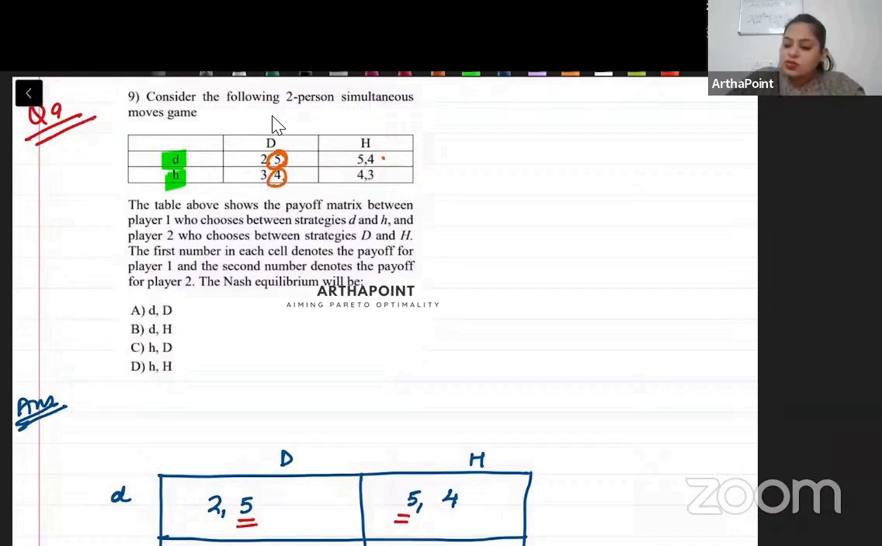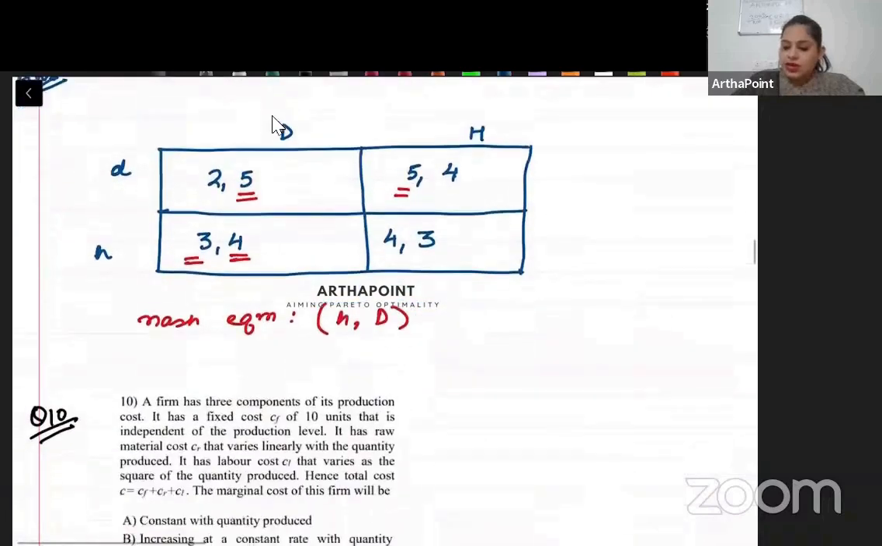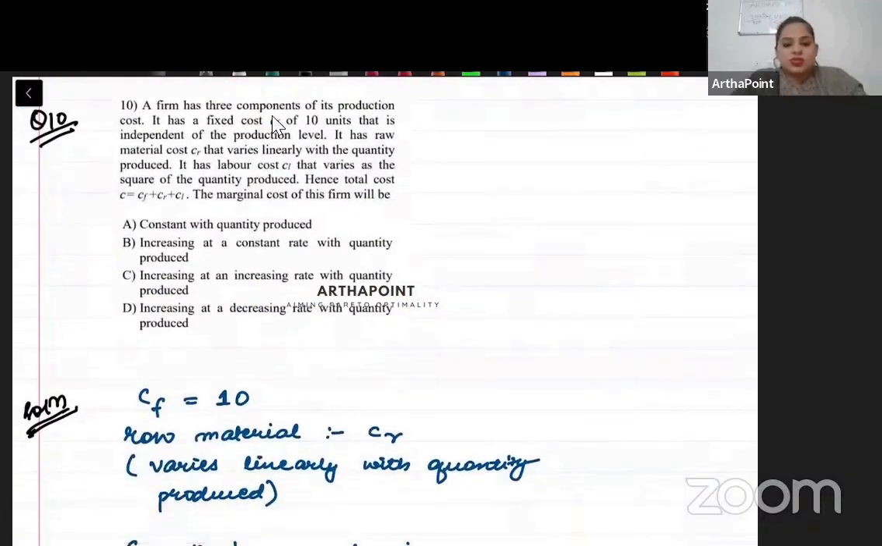Then imagine individual 2 goes for D. What is best thing for individual 1? 2 or 3? 3. If he goes for H, what is best for individual 1? 5 or 4? 5. So what is your Nash equilibrium? Where you see both the circles, 3, 4. So it will be H, D. It is C. This becomes your Nash equilibrium. Okay. Come to the next question.